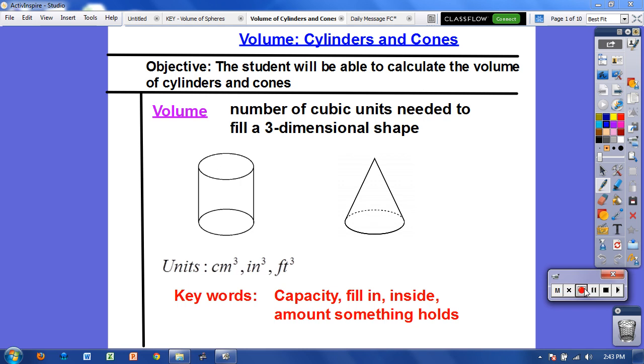Also, when you are writing units representing volume, you use cubic units, so centimeters cubed, inches cubed, or feet cubed. You can also say cubic feet, either one. And then we have some keywords that should help you identify if the problem is centered around volume. So it's talking about the capacity of something, if you're going to fill something in, if you're talking about the inside of an object, or if you're trying to figure out how much something holds. All those keywords will be an indication that we're talking about volume.